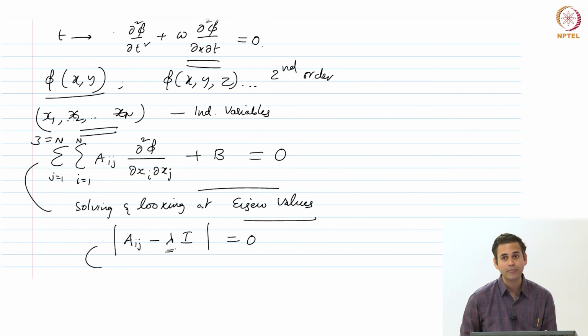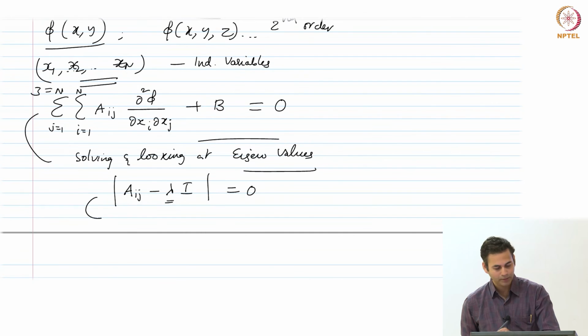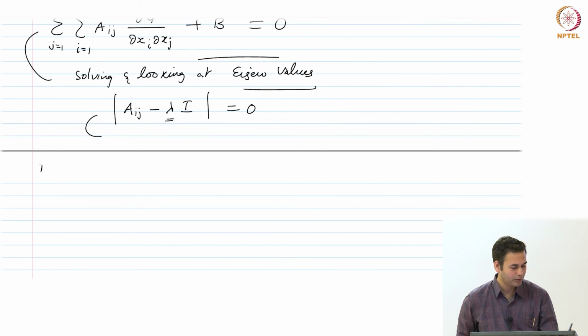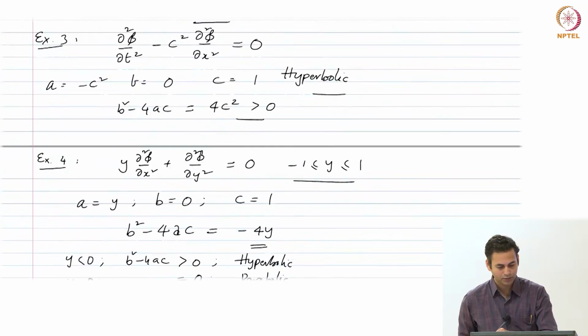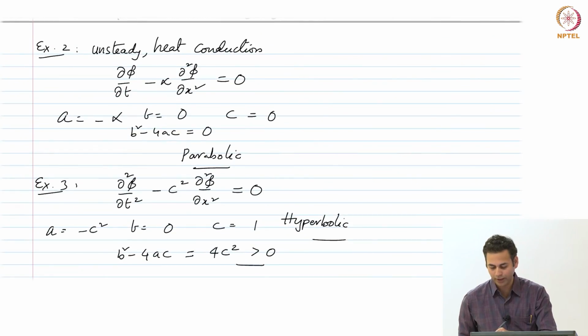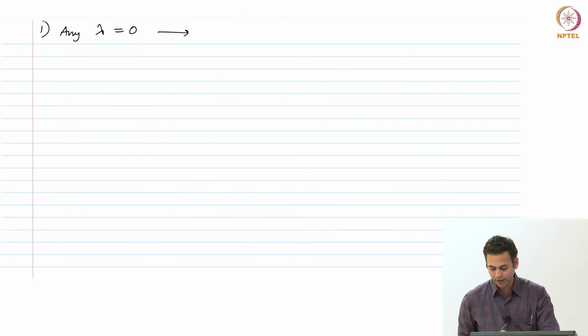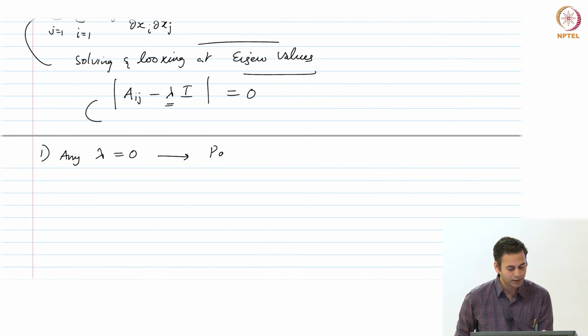Now, depending on the values of lambdas, you are going to classify the equation. This is something I am going to give you as a recipe without proof. We had a similar one earlier, where equal to 0 was parabolic. So, if we have any lambda equal to 0, we are going to call it a parabolic type of equation.